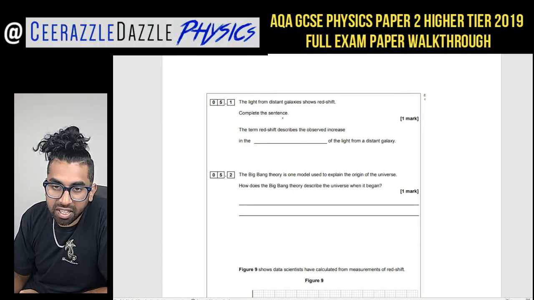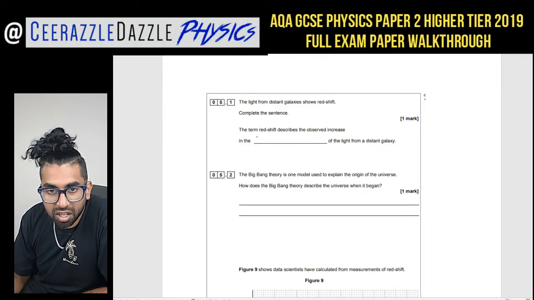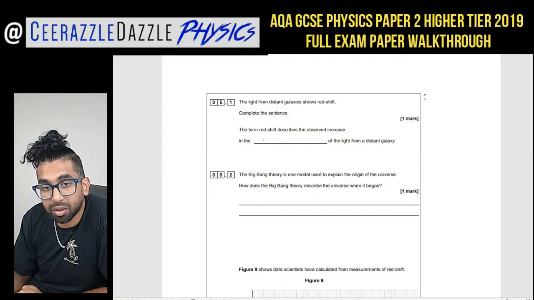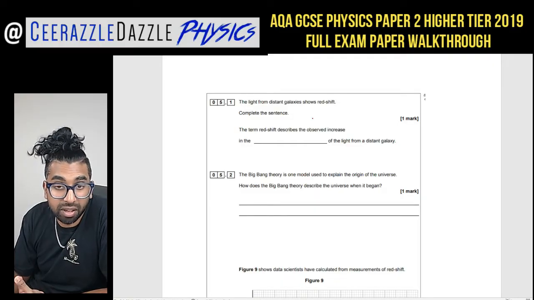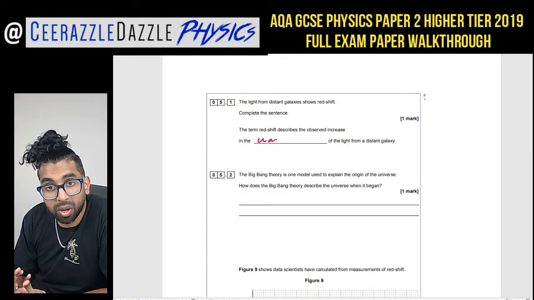5.1. The light from distant galaxies shows redshift. Complete the sentence. The term redshift describes the observed increase in the what. Hopefully you can remember that the wavelength is going to increase in the wavelength of the light from distant galaxies.